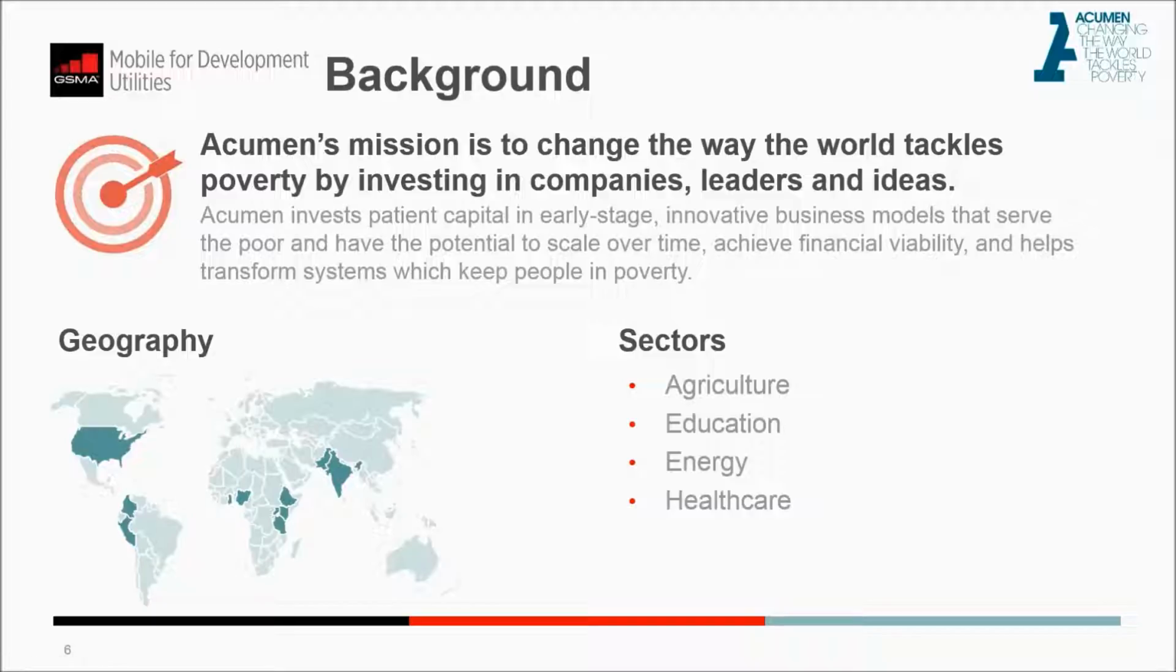So from a geographical perspective, we're in East Africa, West Africa, India, Pakistan, and Colombia, and Peru, and we actually just opened up domestic operations in the United States. Can answer questions specifically on what countries, if anyone has those. In terms of sectors, we're currently focused on 4 sectors, so agriculture, education, energy, and healthcare.